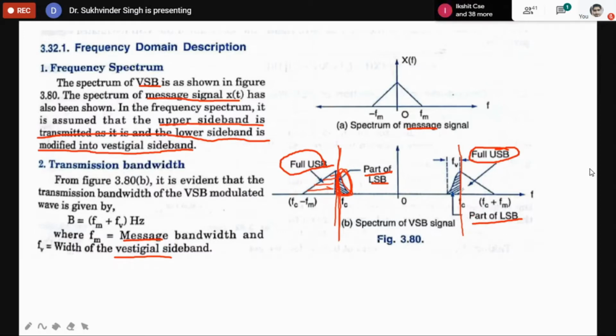So similarly, on the upper side as well, the full SSB is taken with some unwanted part. These dotted red lines represent the full USB, the upper sideband, with some lower frequency components also taken. And what is the purpose of taking the lower frequency? I think it should be clear now.